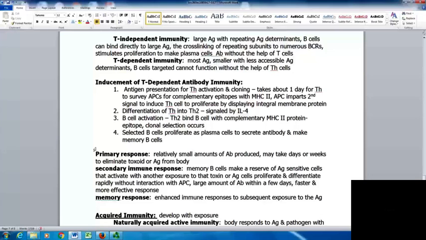Next, we'll have the differentiation of the T helper cell into a Th2 cell that's signaled by IL-4. Next will be B cell activation, where the Th2 binds the B cell with the complementary MHC2 protein epitope, and clonal selection occurs. So here you'll have selected B cells that will proliferate as plasma cells to secrete antibody, and some will make memory B cells.